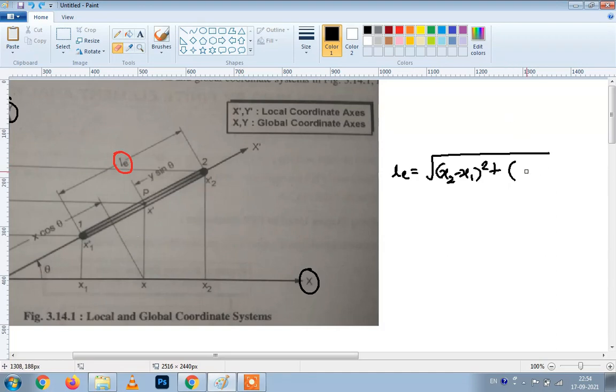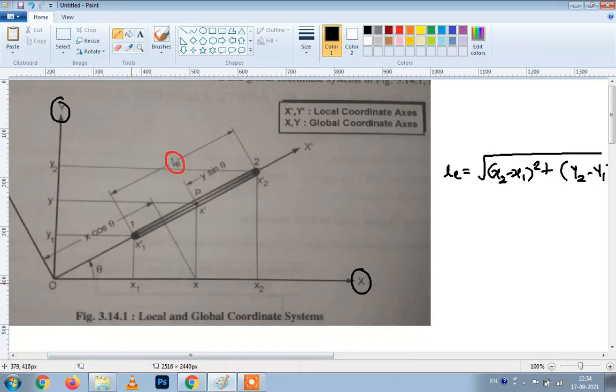So it will be (y2 minus y1) bracket square. Now we will find out the relationship between this global coordinate x, x1, x2, y1, y, y2. These are the global coordinates. Now we will establish a relation. It is similar to the relation that we have established for one-dimensional problems.